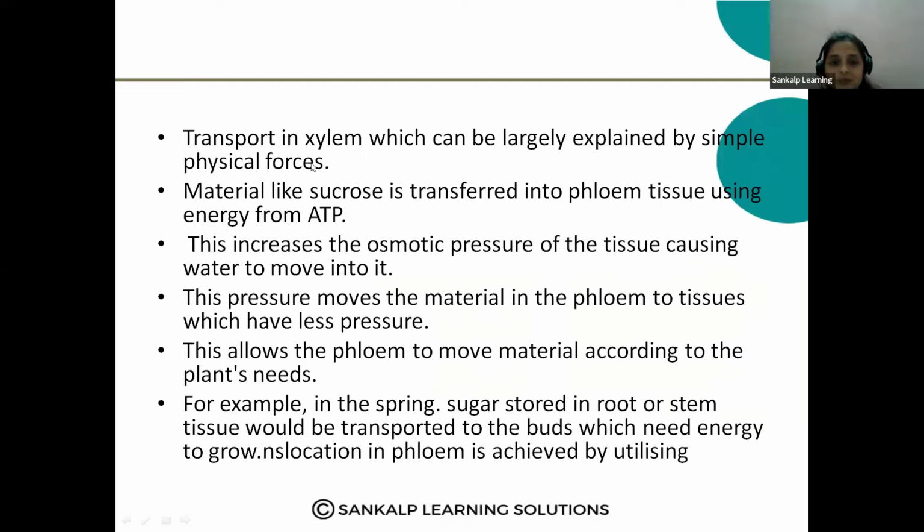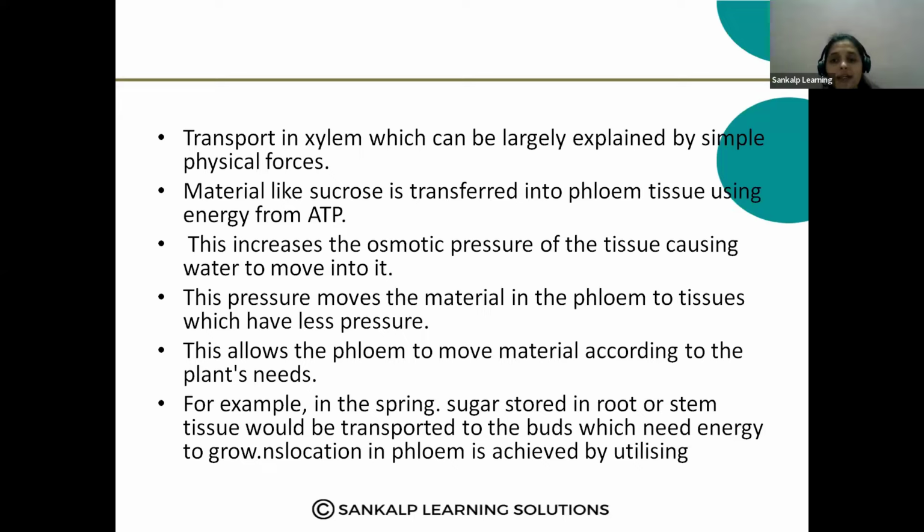So here, already we studied how water conduction takes place in the xylem. In the xylem, the transport of water takes place with the help of some physical forces: transpiration pull and diffusion. So these are the processes that help the transport of water in the xylem to the leaves. But here, the transportation of food takes place with the help of energy.